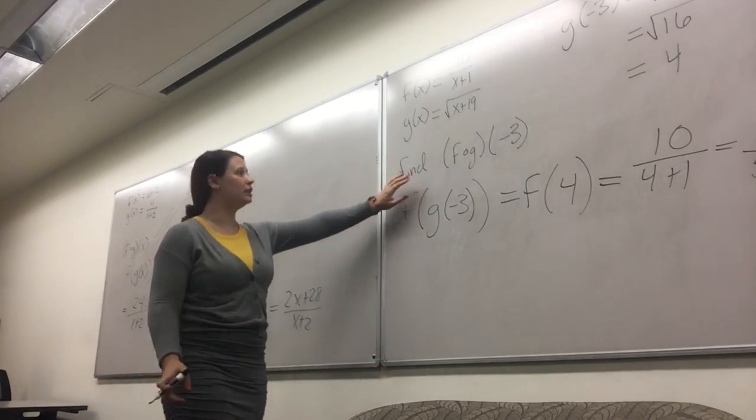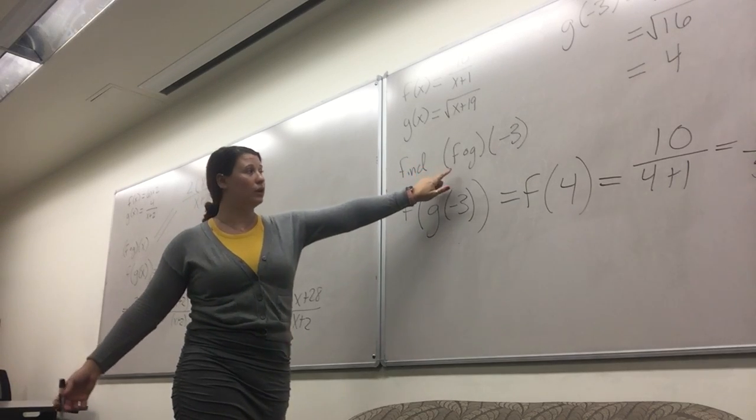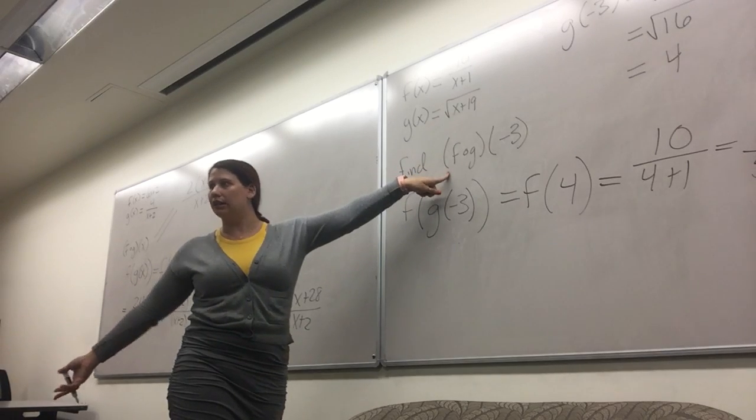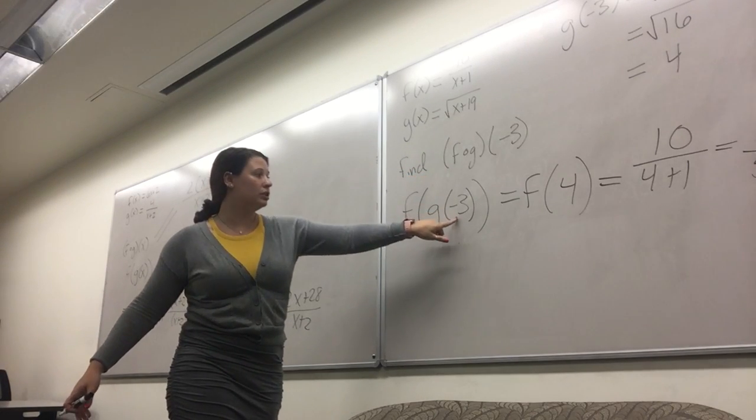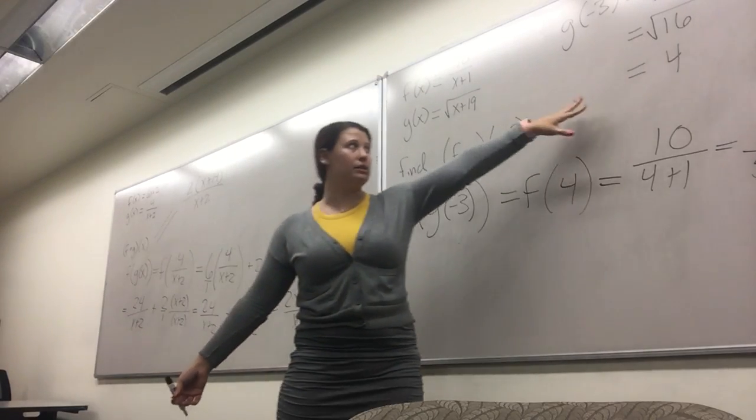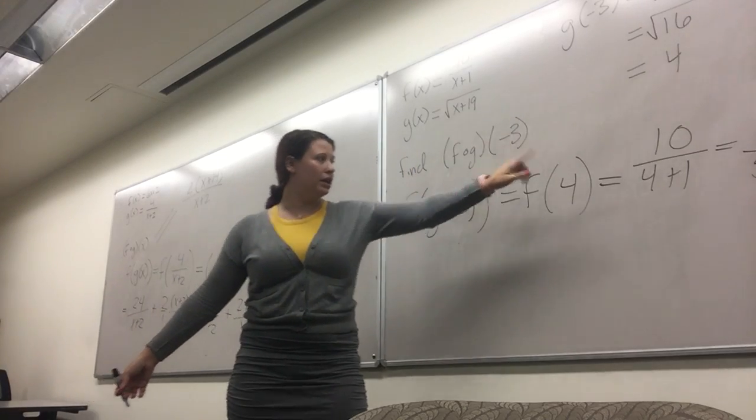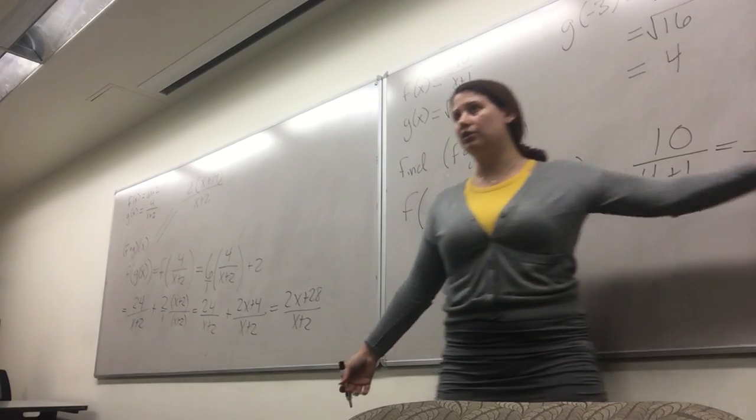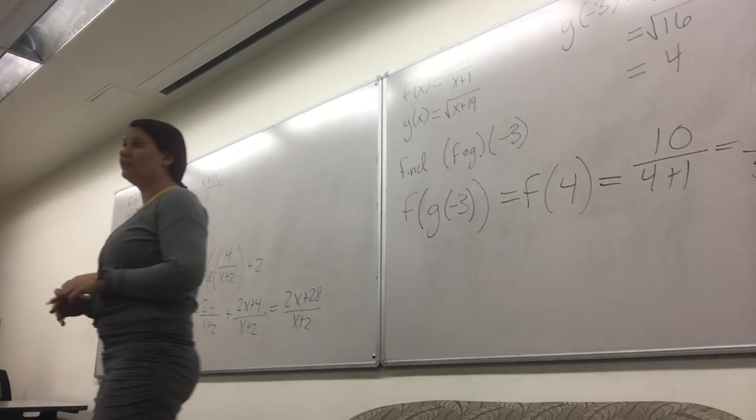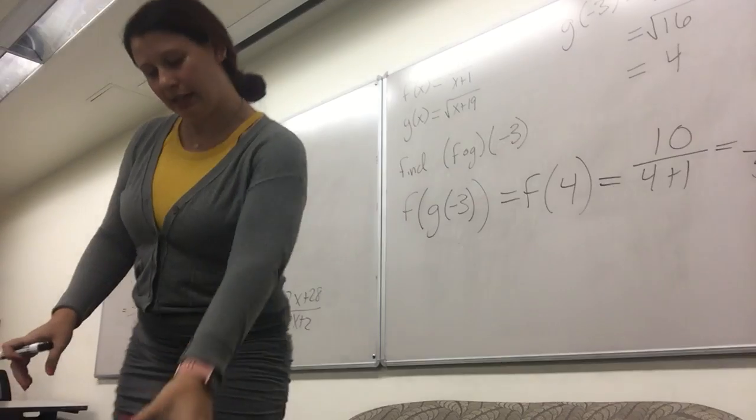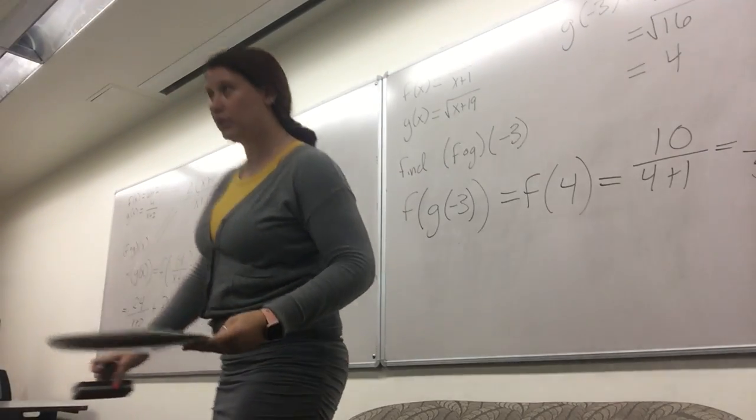Because, let's go back to what we did. We were asked for f of g of negative 3. So, instead of finding f of g and then plugging negative 3 into it, we plugged negative 3 into the inner function, which was g, and figured out what that was. We got 4. Okay, then we took 4 and plugged it into f, figured out what that was. And that's our outer function answer. So that's the final answer of the composition. Okay? All right. Let's do another one of those.